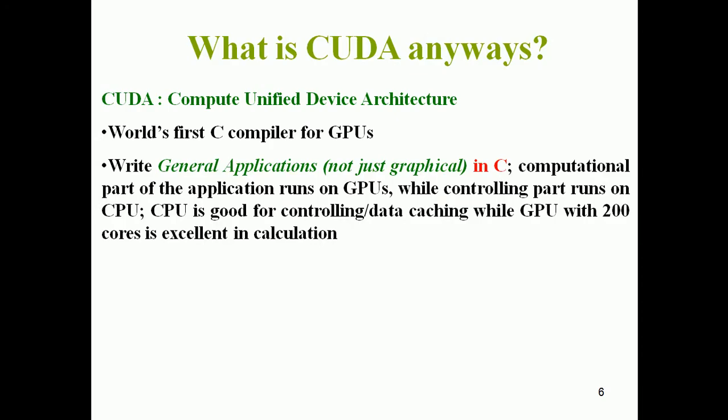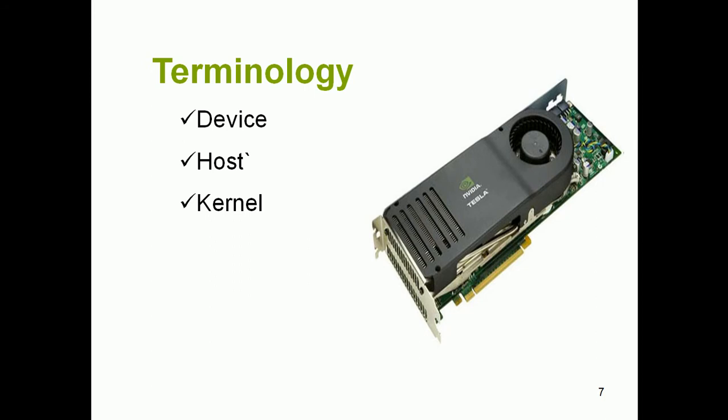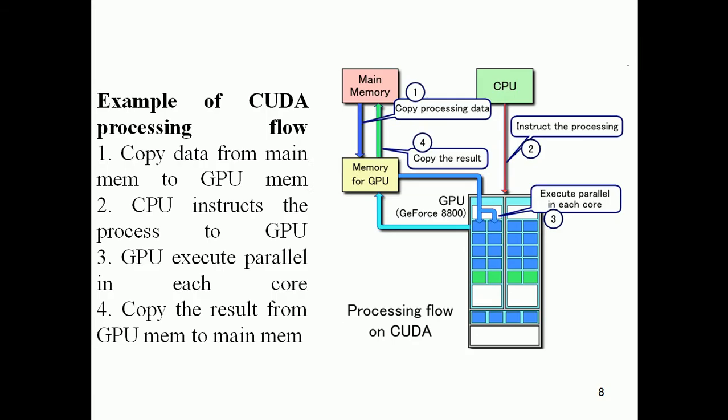What is CUDA? CUDA stands for Compute Unified Device Architecture. It is the world's first C compiler for GPU. The computational part of an application runs on the GPU while the controlling part runs on the CPU. The CPU is good for controlling and data caching, while the GPU with 200 cores is excellent in calculation. Terminology: there are three terms used in our project: device, host, and kernel. Device stands for GPU, host stands for CPU, and kernel stands for function.